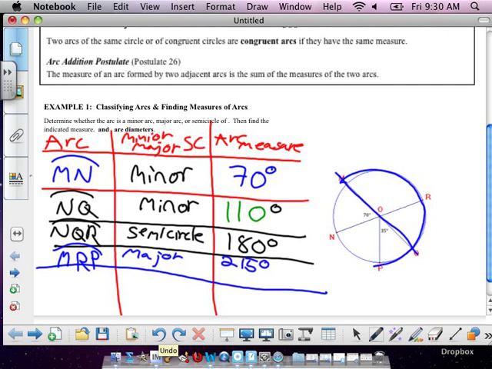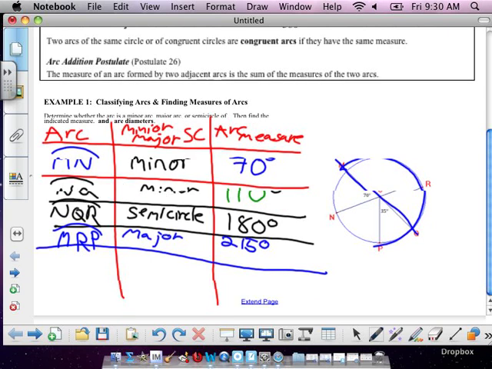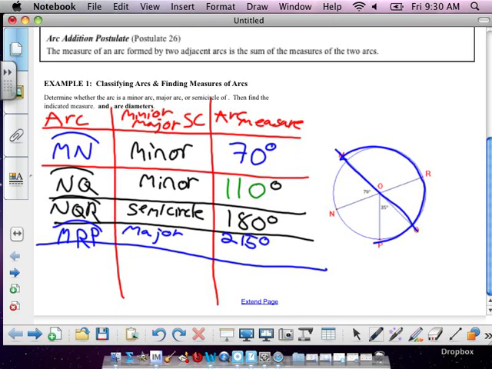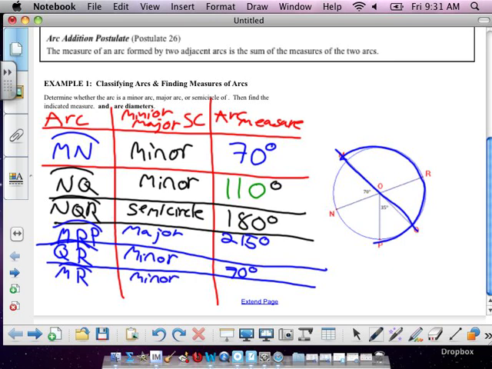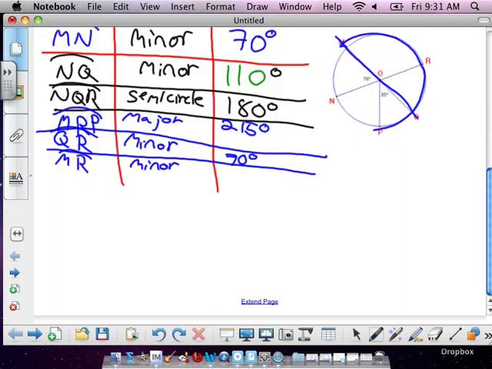MRP is listed twice, so we're going to skip the second one. And we're going to go to QR. What's the arc of QR? Major or minor? Minor. And what are the degrees? 70. Okay, what about MR? Major, minor? Minor, because it's under 180. And how many degrees? 110. 110, good.